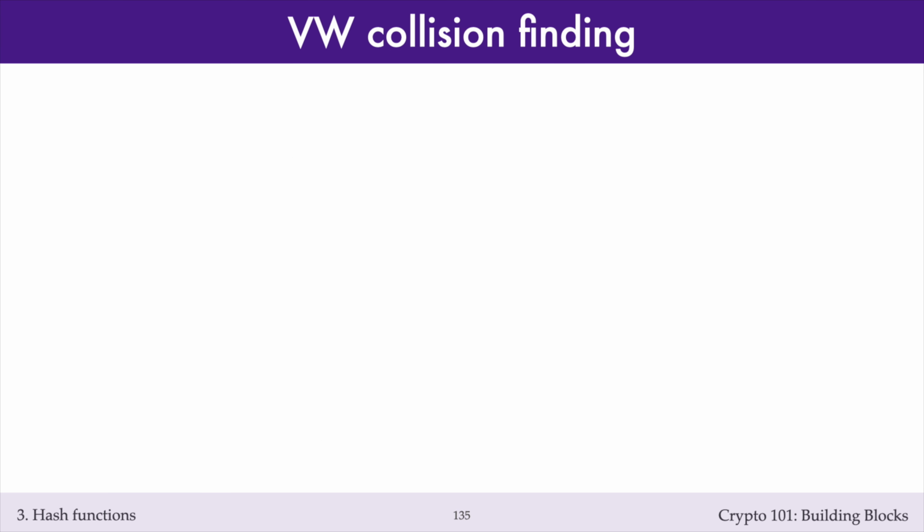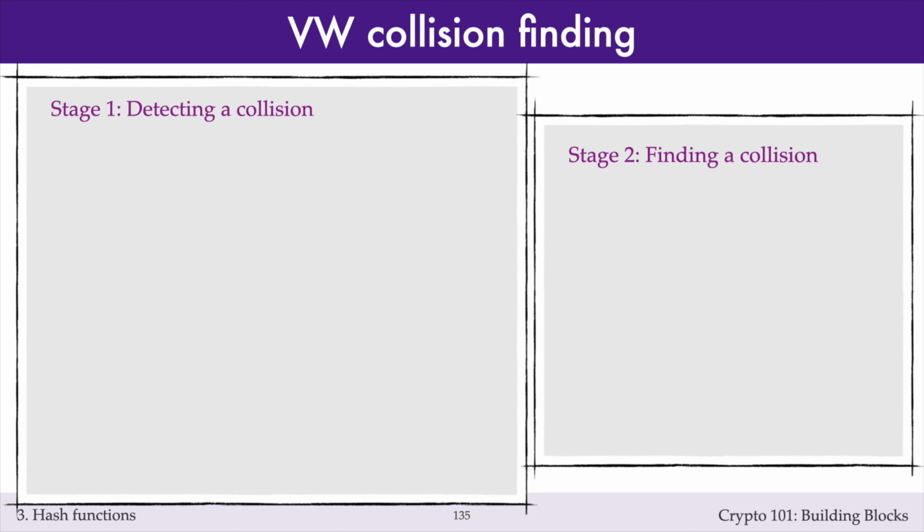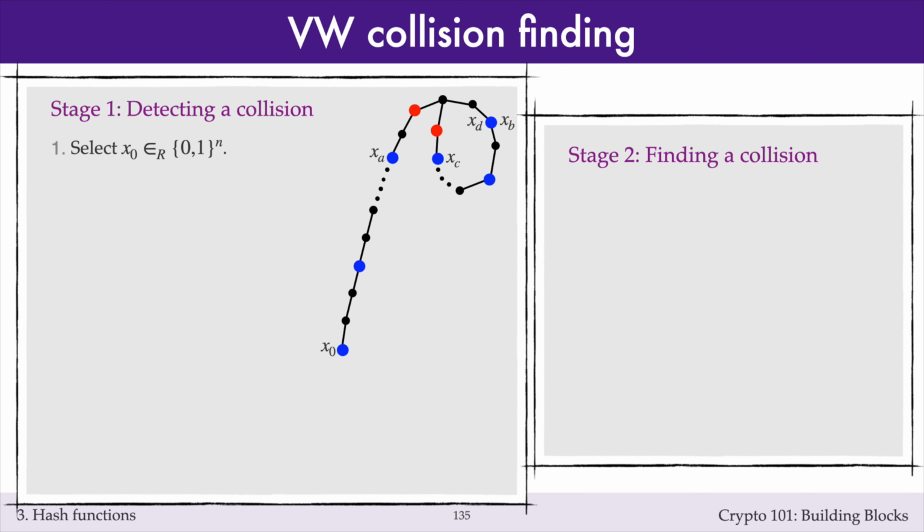Here is pseudocode for the VW collision finding algorithm. The algorithm has two stages. Stage 1, where we detect the collision, and Stage 2, where we find the collision. Stage 1 begins by selecting a random starting point x0. We store x0 and its index in a sorted table. Let LP be the last point stored in the table. Initially, LP is x0.